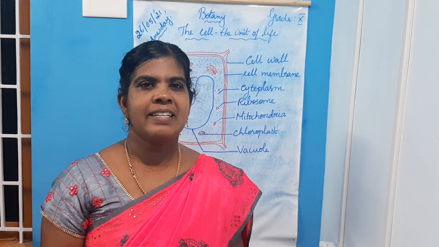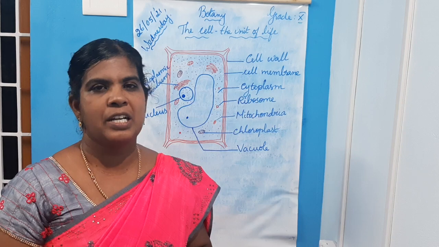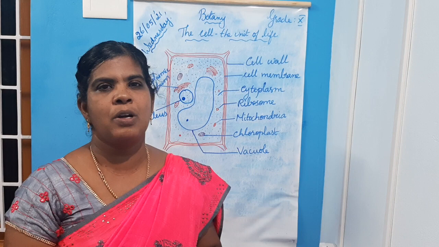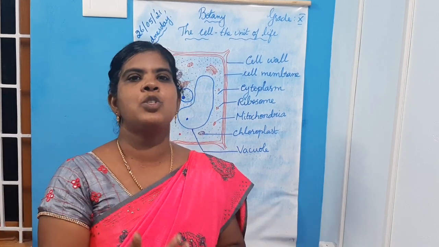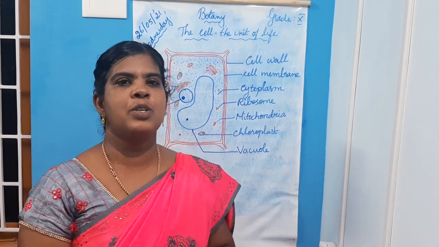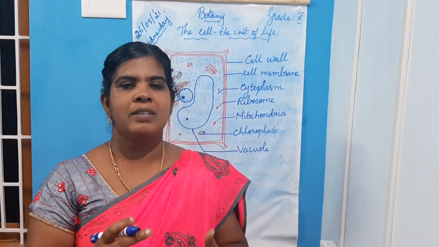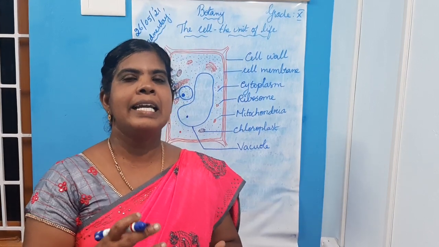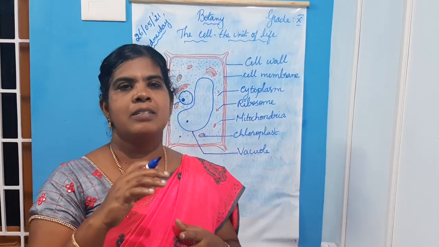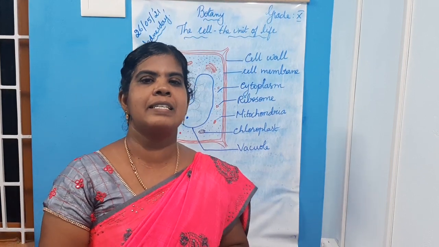Children, in the previous class, we all learned about one of the life processes, that is reproduction. What is reproduction? It is the process of producing young ones. Flower is the reproductive organ in the flowering plant. You all know about the floral parts. What are the floral parts? Calyx, corolla, androecium and gynoecium. The male part of the flower is androecium. The female part of the flower is gynoecium.